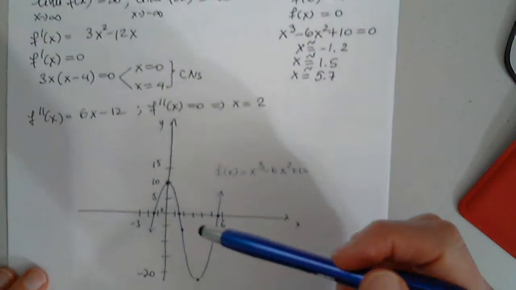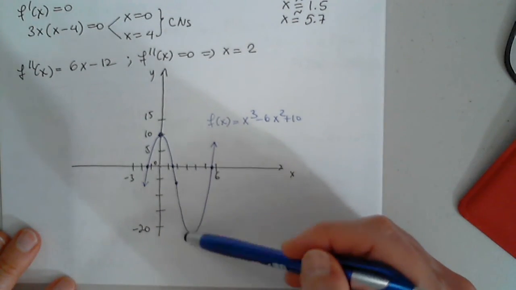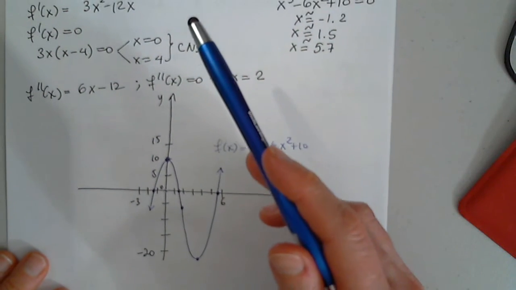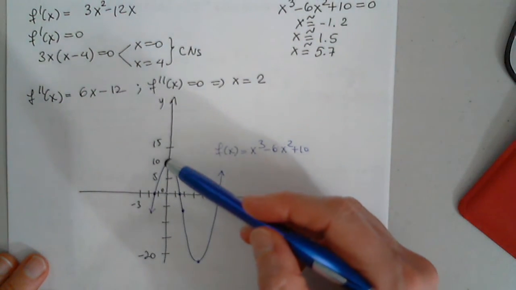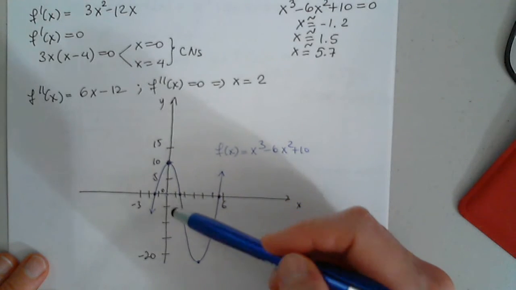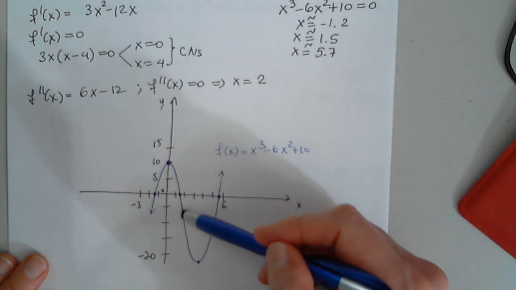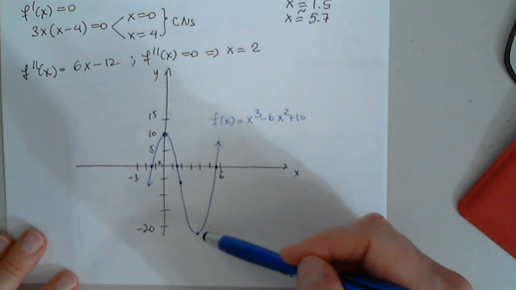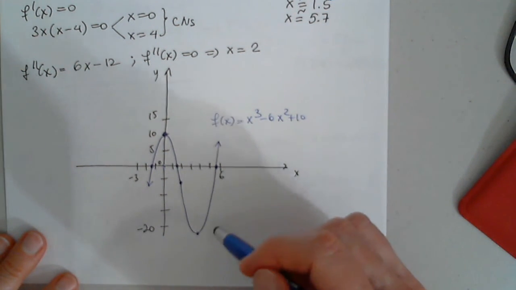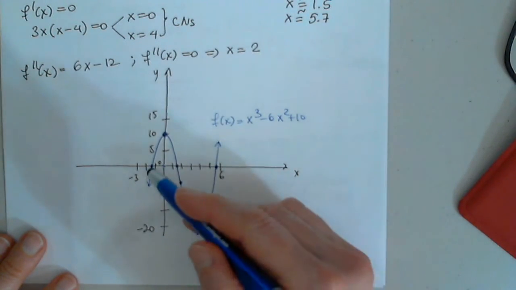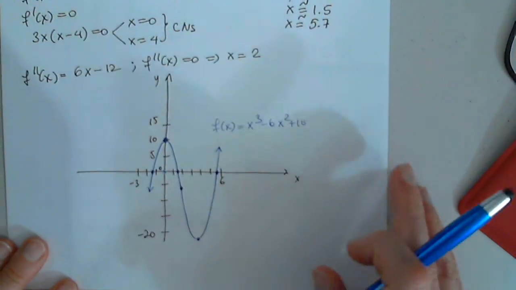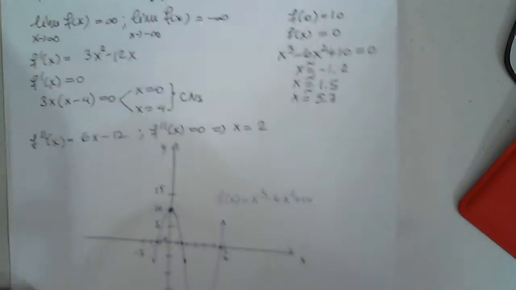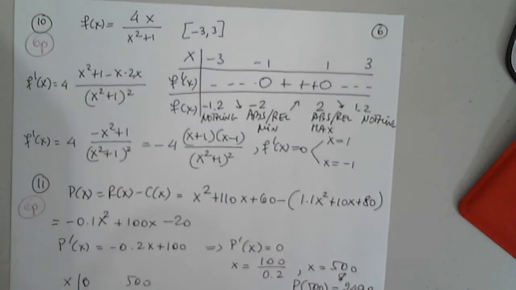So based on the table, I plotted the points that I had in the chart, and it increases to a relative max. It's decreasing to the point of inflection, changes concavity, it gets to a relative min. There is no absolute, and it goes to infinity. And this is the function x cubed minus 6x squared minus 10x plus 10.